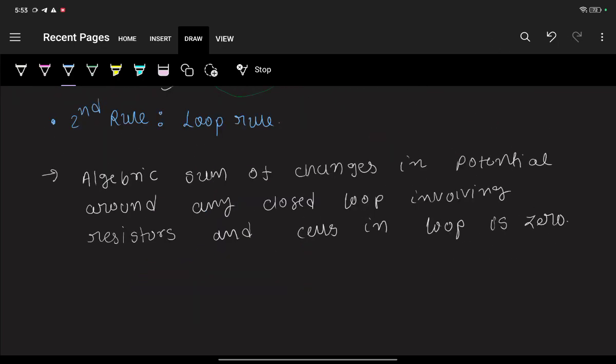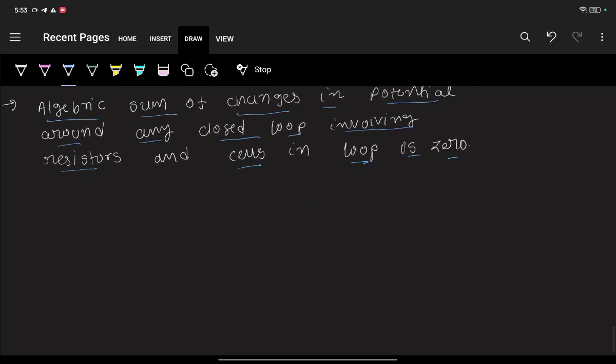Now the second rule. What is the second rule? It is also known as the loop rule. It says that the algebraic sum of changes in potential around any closed loop involving resistors and cells in the loop is 0. Okay, so what does this mean? Let me explain. So let's take one circuit.